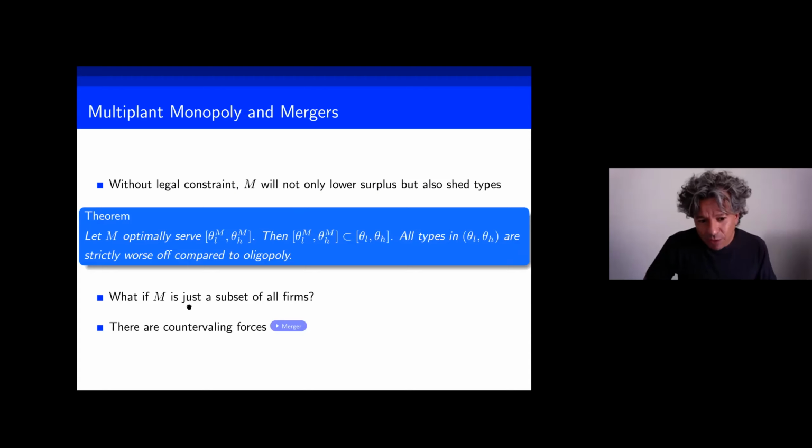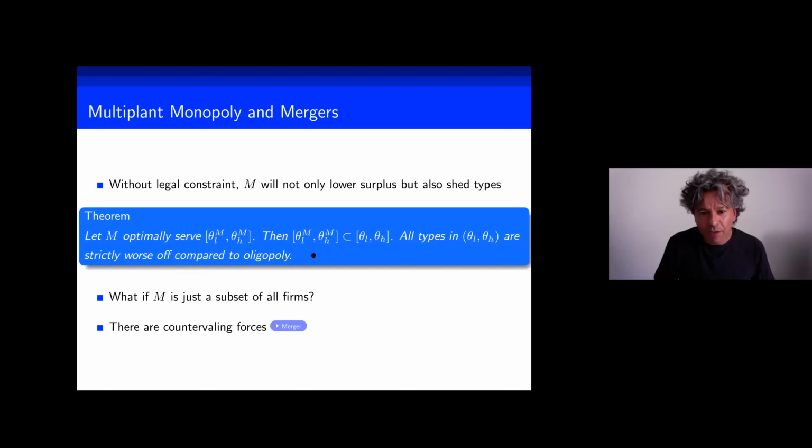So the final thing that we do, and we have some clear ideas of the difficulties, but we have many computed examples to understand the problem, is what happens if M, instead of being a monopoly where all the firms have merged, is just a subset of all firms, and the rest continue to be the single firms, the individual firms in the oligopoly. Then here there are countervailing forces. And let me tell you why, because we think it's quite interesting.